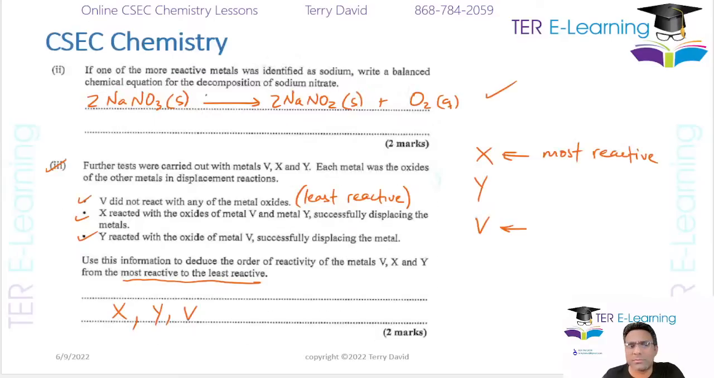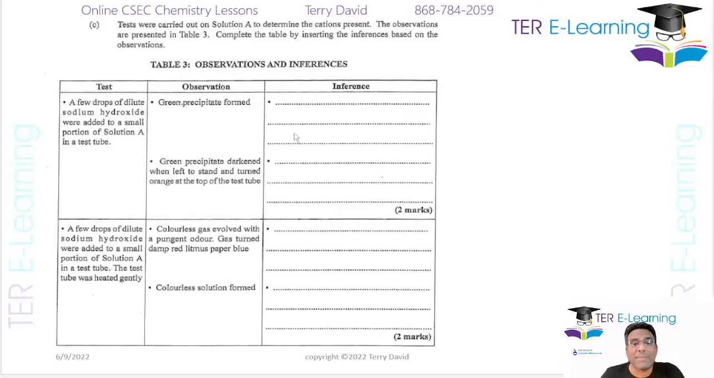All right, so we're still on question 2, by the way. Tests were carried out on solution A to determine the cations present. The observations are presented in the table. Complete the table by inserting the inferences. Okay, so what is our reagent? We are testing for cations and we're using sodium hydroxide. So you add sodium hydroxide, you get a green precipitate. Once you see a green precipitate, all you're going to tell them is Fe2+ present. That's it. You're getting 1 mark just for saying that. They didn't ask me for an equation, so I'm not even bothering with it yet.